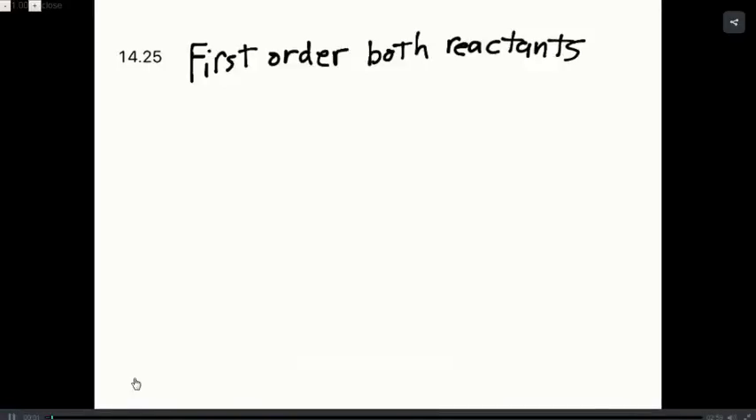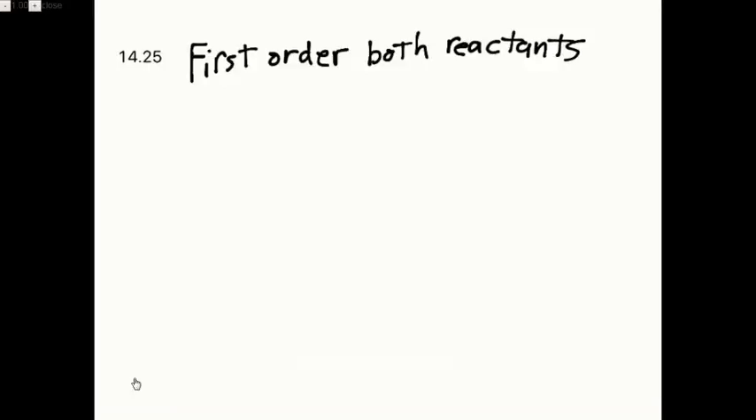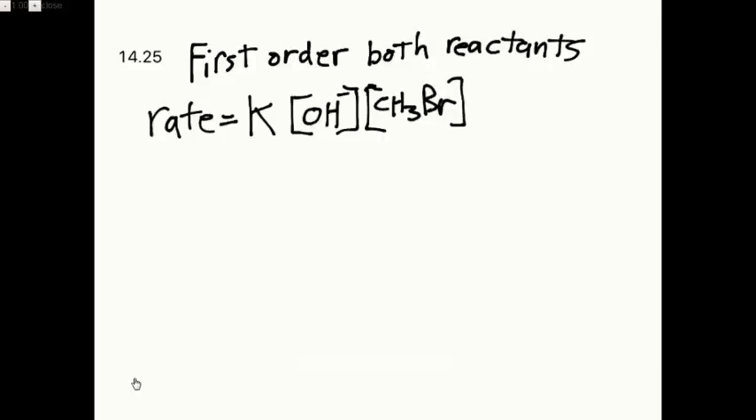Alright, so we have a first order reaction here. Both reactants are in first order. So when we write our rate law, it would look like this. First order means that the concentration of hydroxide is to the first power, not squared or anything fancy like that, and same for the methyl bromide.